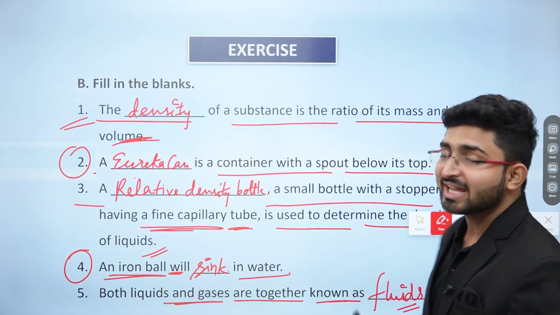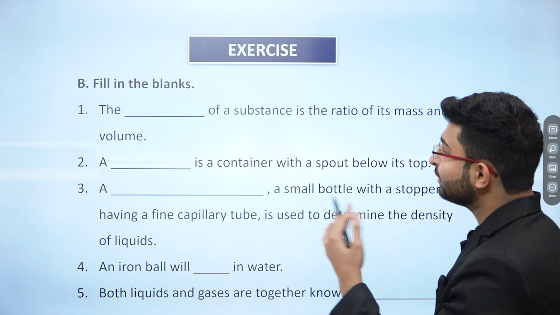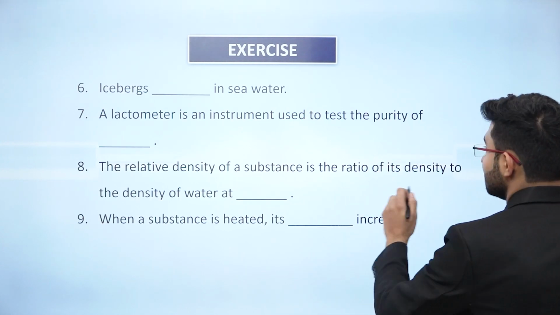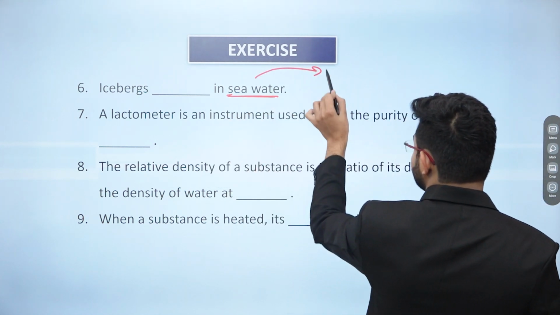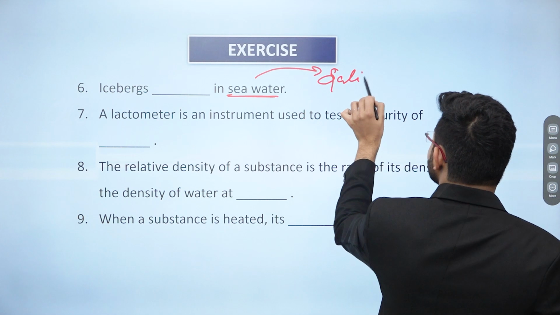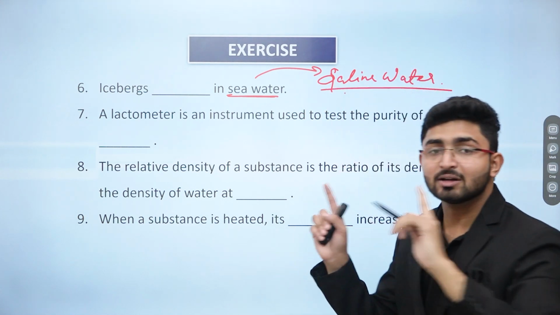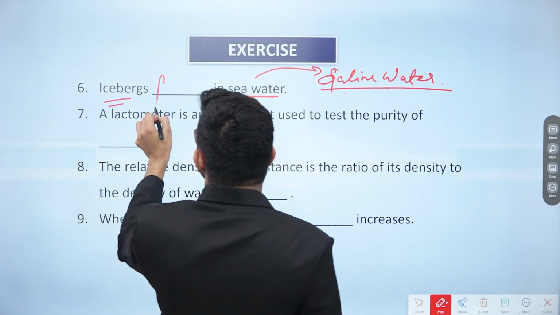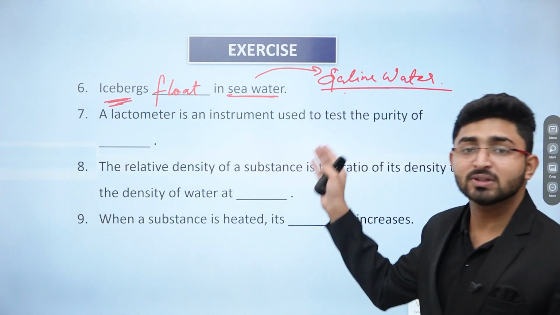So both liquids and gases are commonly known together as fluids. Now moving ahead, the next one is icebergs in seawater. Seawater is saline water, right? And saline water has higher density than normal water. So obviously an iceberg is going to float in seawater because it has lesser density than that of seawater.